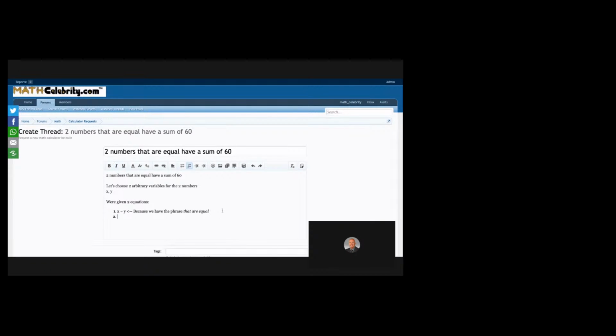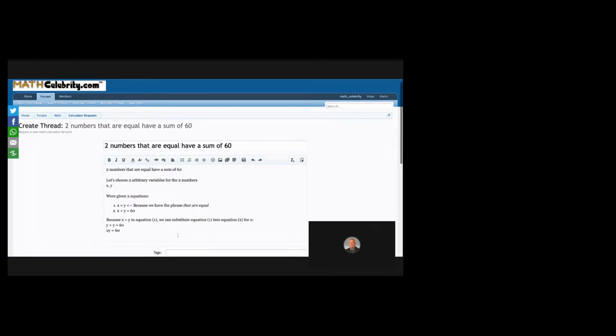And secondly, have a sum of 60. So x plus y equals 60. There's two numbers and they add up to 60. But the nice thing is they're equal. Because x equals y in equation 1, we can substitute equation 1 into equation 2 for x. Substitute. All right. So we have y plus y equals 60, right?